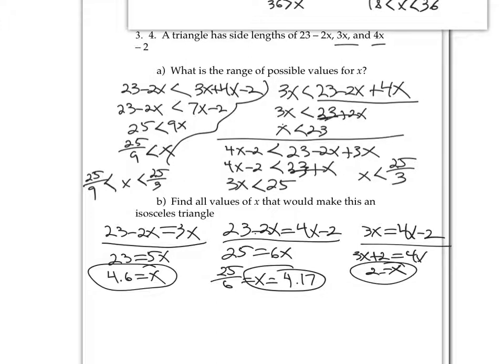When we go up to our previous problem and see the conditions that x has to be between 25/9 and 25/3, or in other words, between about 2.78 and 8.33, only one of our solutions here for B meets those conditions, actually two of them. And we could say that x could be 4.6, x could be 4.17, but x cannot be equal to 2 because that does not meet our condition up here from problem 3a.